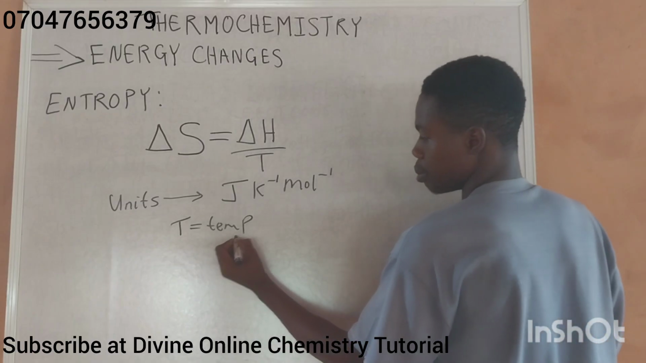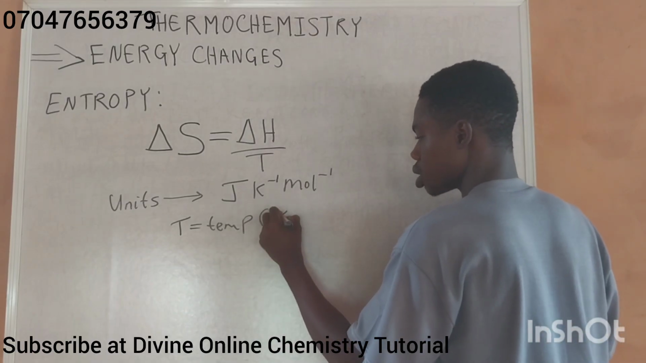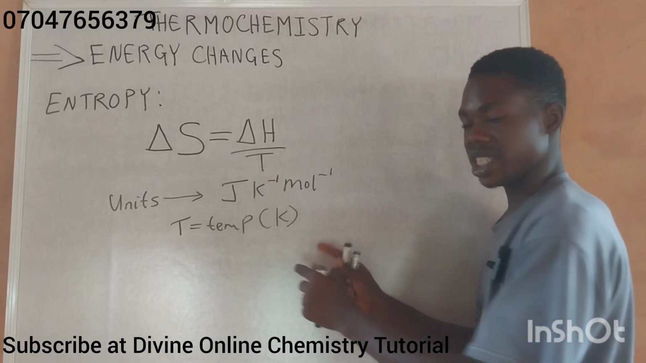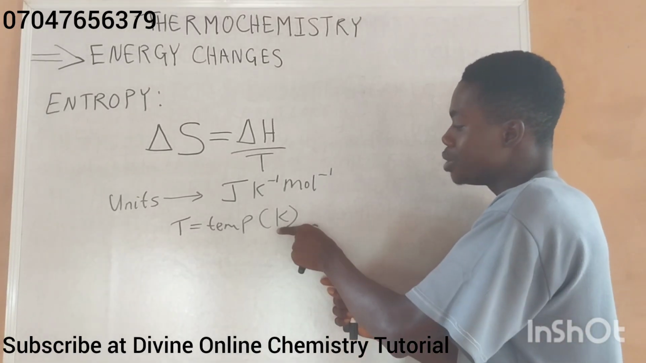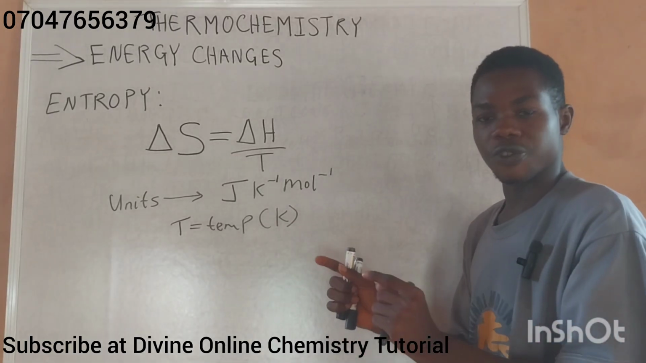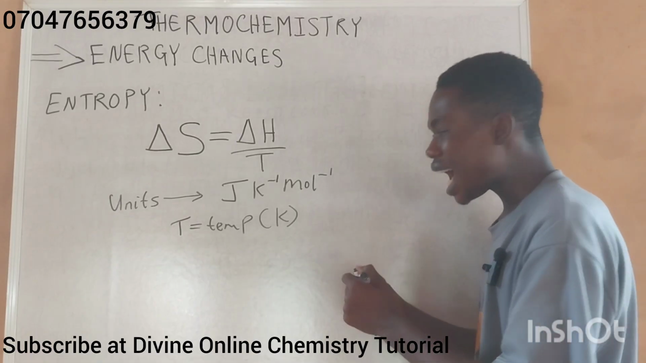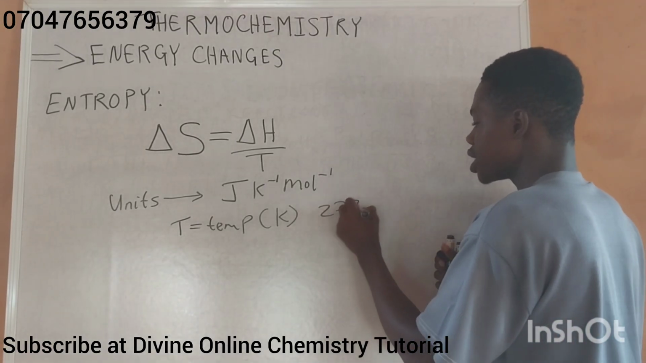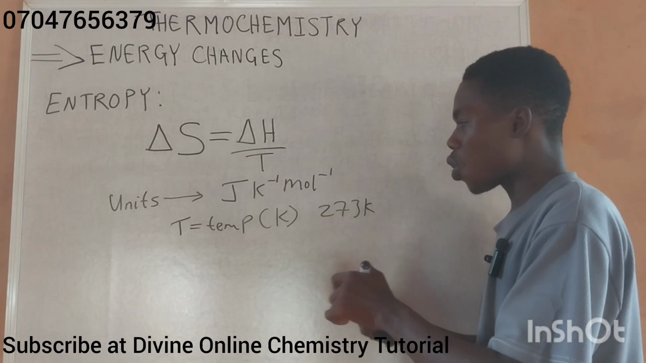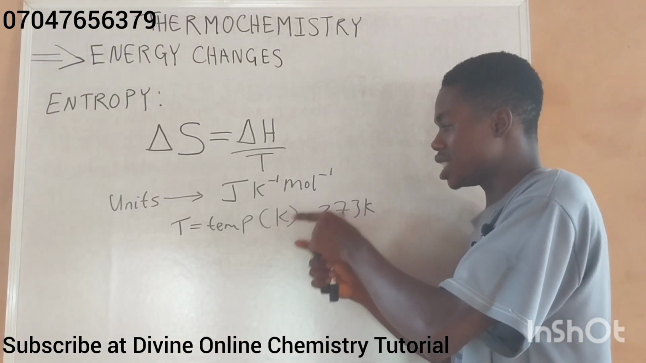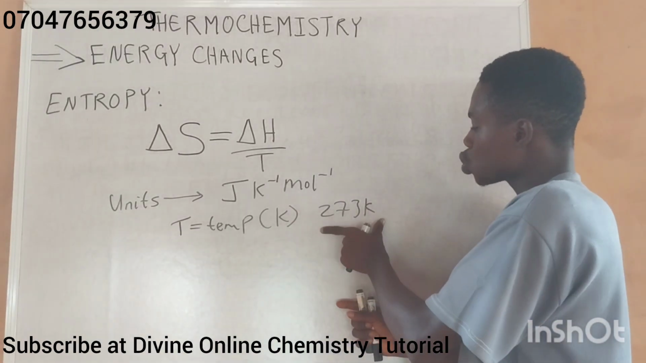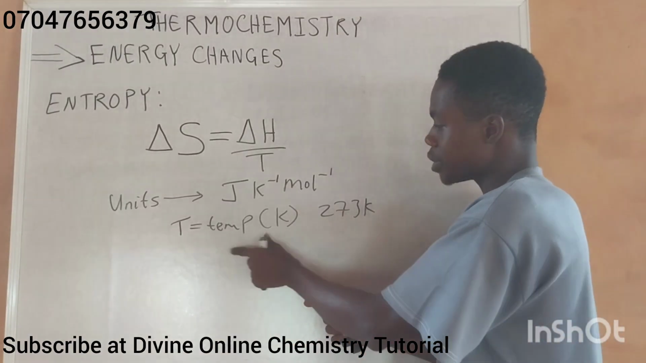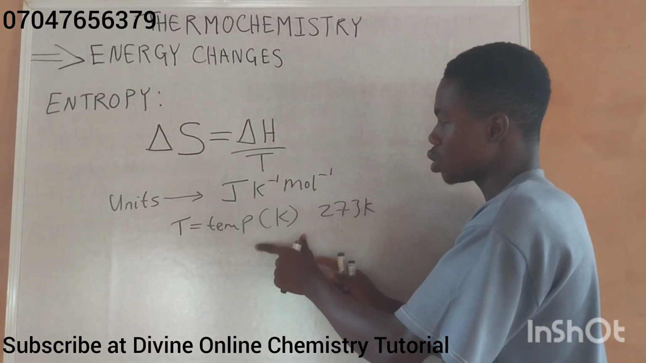So T is the short form for temperature in what? Kelvin. They can give you temperature in degrees Celsius, but your temperature must always be in Kelvin. Now, to convert temperature from degrees Celsius to Kelvin, you simply add 273 to the value of temperature that they gave you in degrees Celsius, then you get your temperature in Kelvin. So please take note of this.